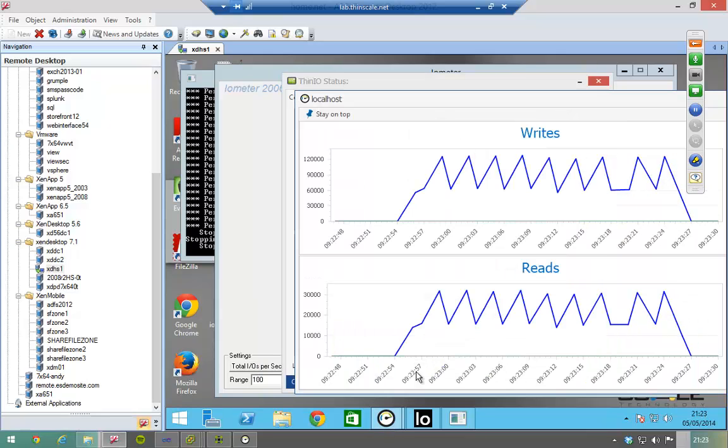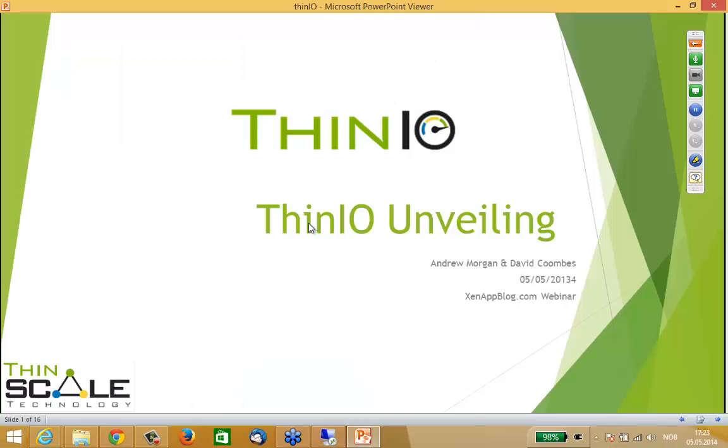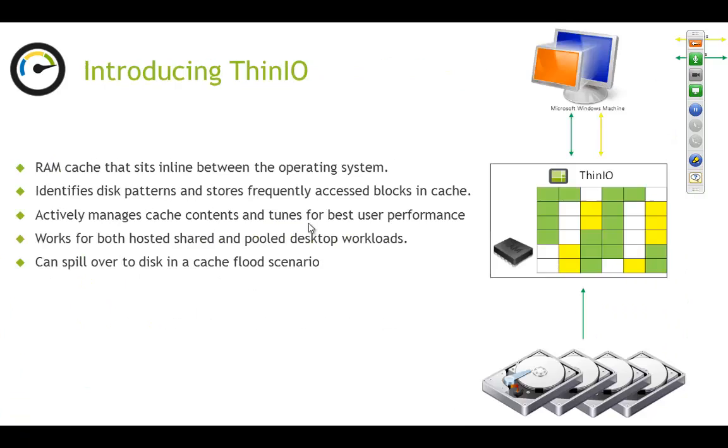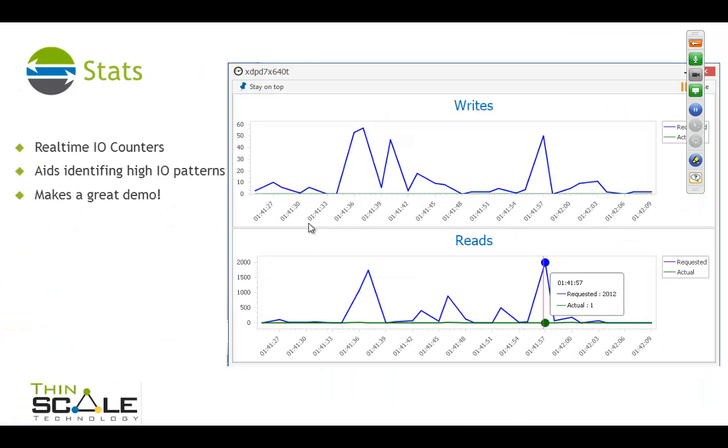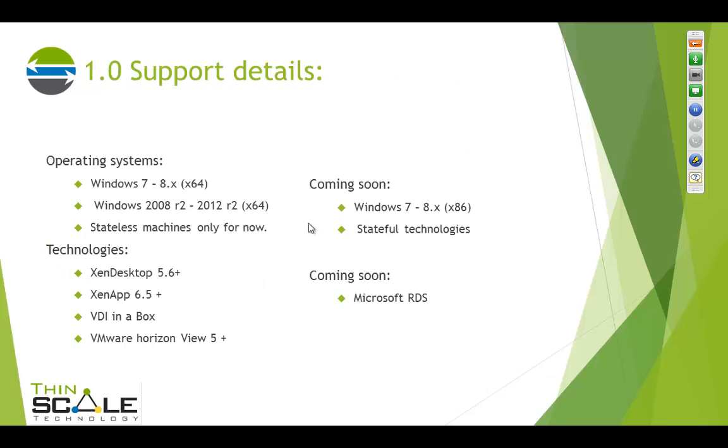our wee little demo, and as I mentioned, I don't really like IOmeter from a demo point of view, but it kind of gives you the impact of what this RAM cache can do. If we were to run this IOmeter without ThinIO online, you'd be looking, if you were lucky, at 2,500 IOPS. So the maths are staggering. So that's ThinIO in a nutshell.